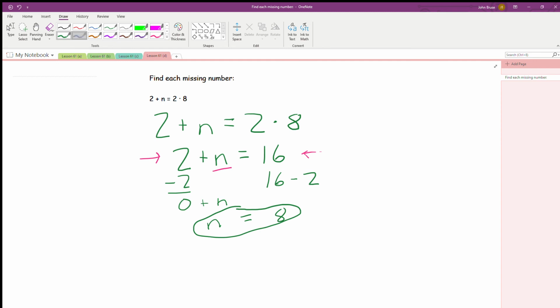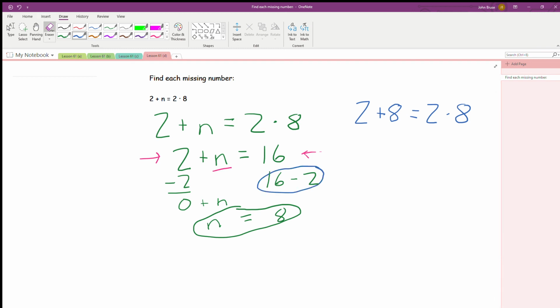I need to make sure that I always check my work to make sure that it makes sense. So I'm going to rewrite the problem where I replace the n with the number 8. So we've got 2 plus n, but n is 8, so we're going to write 8 equals 2 times 8. So, Mr. Bruce might have made a mistake here. See, 2 plus n, subtracted 2. Oh, here's my mistake. I messed up here.